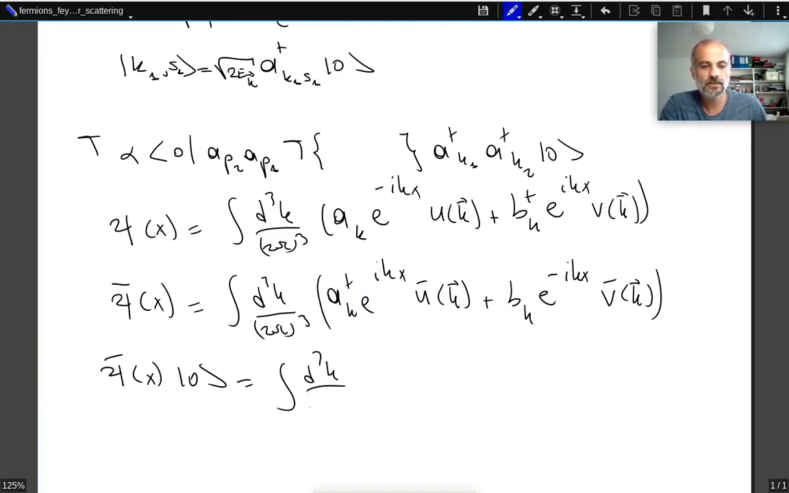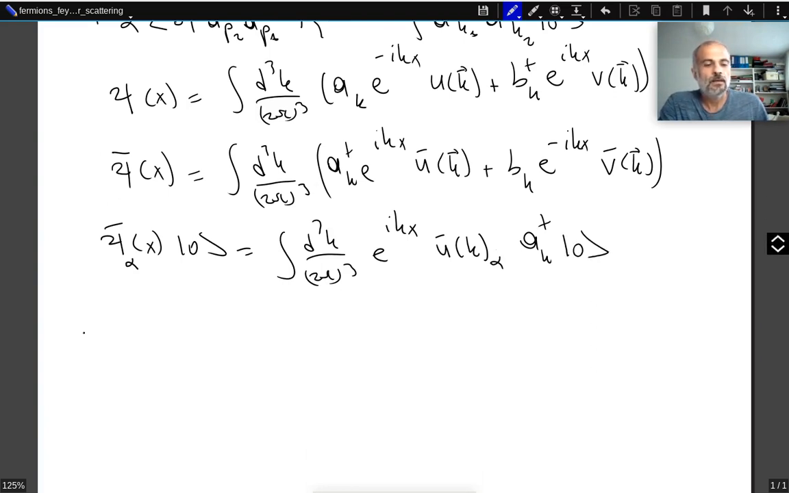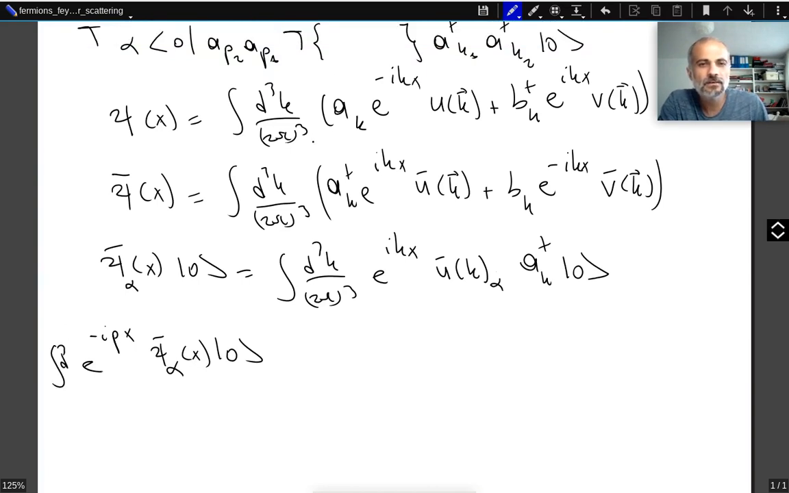d cubed k divided by 2 pi cubed e to the power i k x u bar of k, and, well, let me just put the alpha over here, psi bar alpha. I'm taking the alpha component, and a k dagger acting on the vacuum. Now let me multiply both sides by e to the power minus i p x, psi alpha bar of x, 0, and integrate over d cubed p. And here I had forgotten the two E k factors.